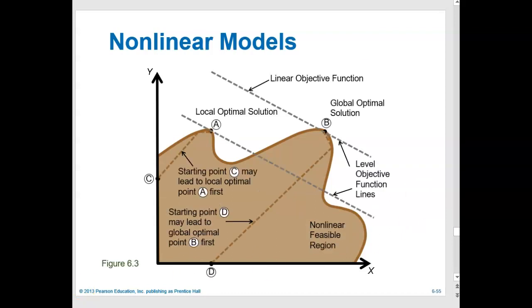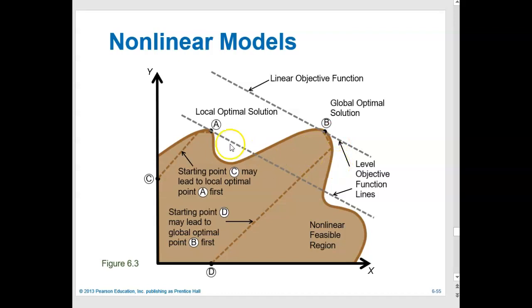A second reason why nonlinear programming models are so difficult to solve is the concept of local optima versus global optima. So perhaps a simple analogy is going to help you understand this better. A local optimal solution is like the peak of a specific mountain range, whereas the global optimal solution is the peak of the highest mountain in that range.